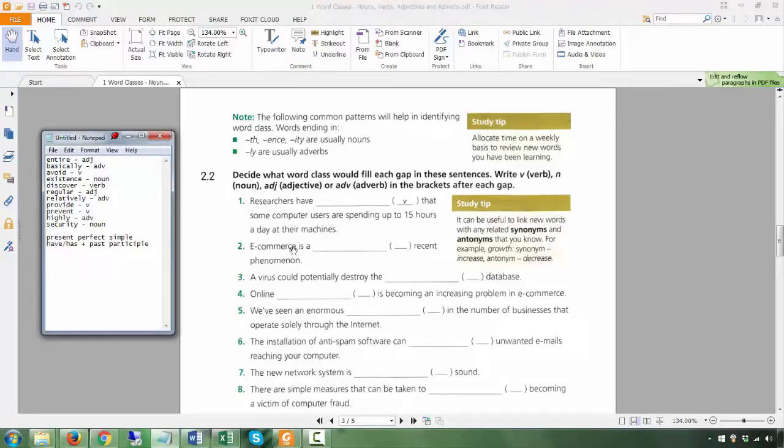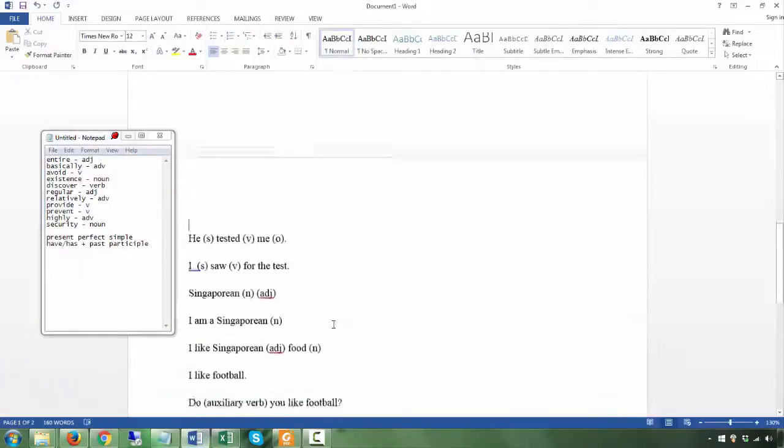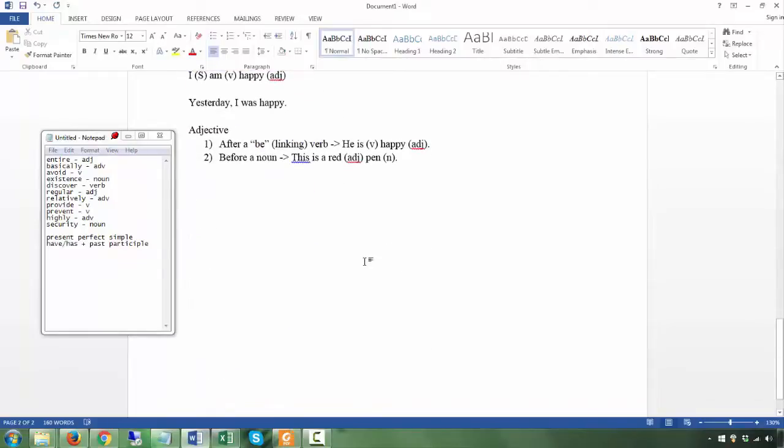E-commerce, that's your subject. Is your verb, present simple tense. Now after is an article, you have a noun, right? For example, you can say I have a car, so that's your noun. You can also say I have a green car. That's your noun, the car, but that is your adjective. All right.